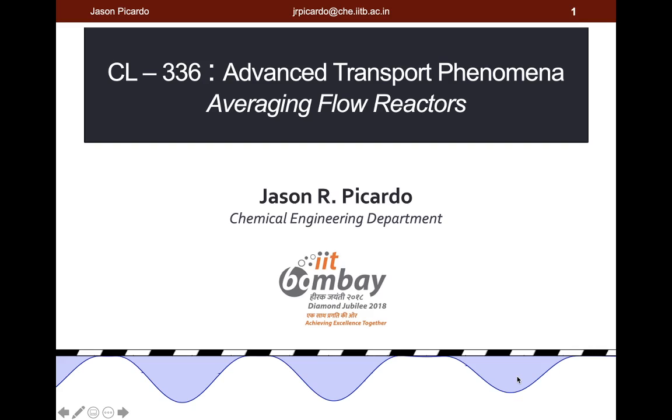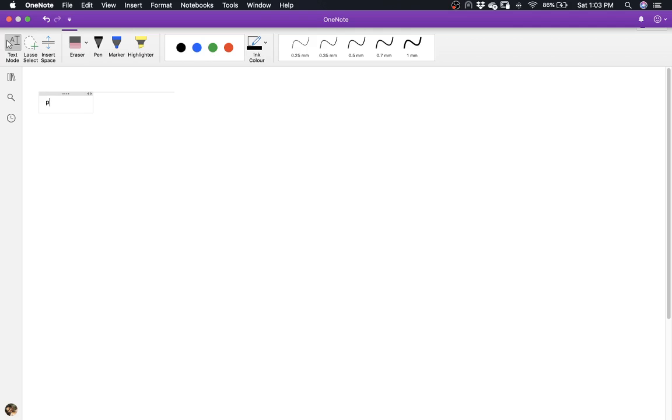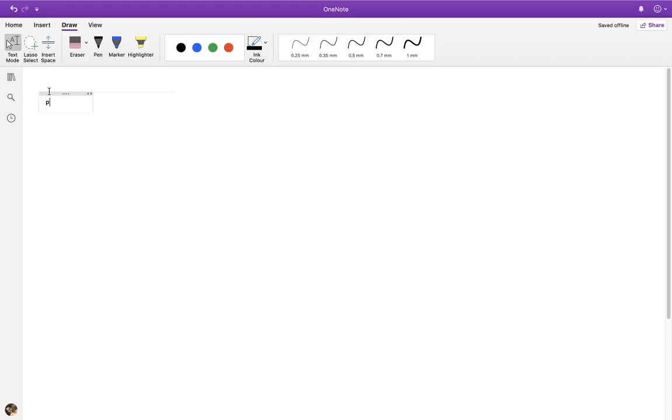So with that introduction, let's begin with the schematic, the problem, and proceed with the averaging procedure. So we begin with a schematic.